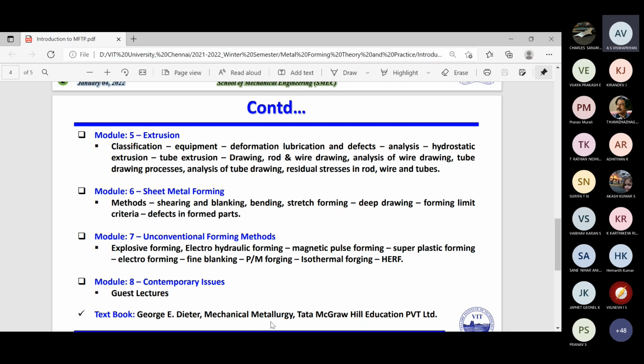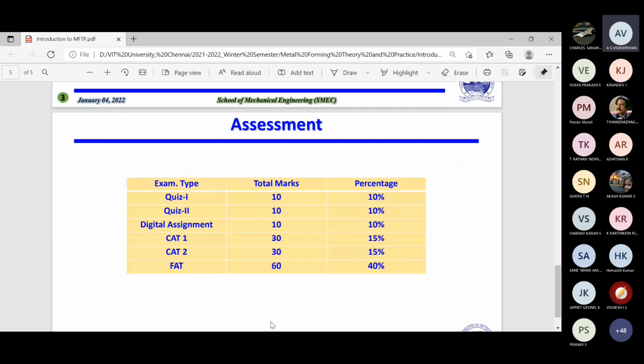Then, apart from this, the assessment you already know, and this is for the new students. We will make two quizzes, quiz 1 of 10 marks and quiz 2 of 10 marks, and I will give one digital assignment, also 10 marks. The total we have to make on 100%. CAT 1, CAT 2, FAT, but only the internal marks, or the CAM as we call it. Last time we made 3 quizzes and considered the best 2. This time also we'll make 3 quizzes and consider the best 2, plus one digital assignment.